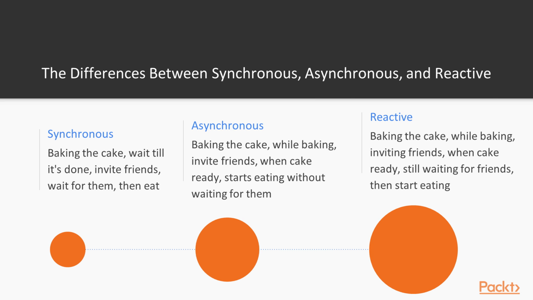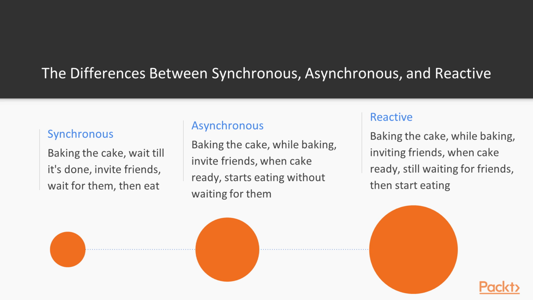We are planning a birthday party with our friends. We want to bake a birthday cake and eat it all together. The synchronous way would be, we first bake the cake, wait till it is ready, then we phone our friends. We wait till everybody is there, and then we can eat the cake. But that can last very long.